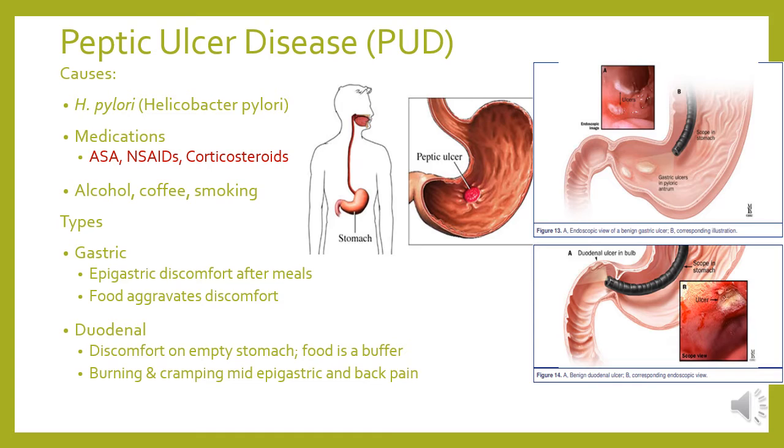The diagnosis for peptic ulcers includes an endoscopy, an upper GI with barium, and then usually a CBC will also be done to assess for any bleeding associated with the ulcer.